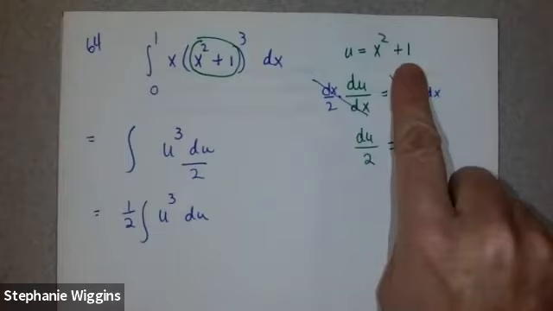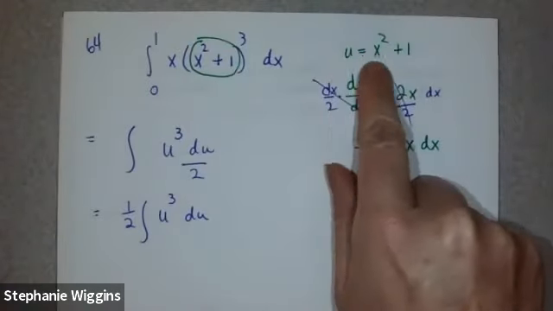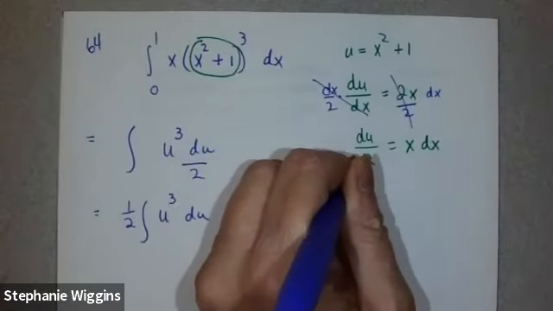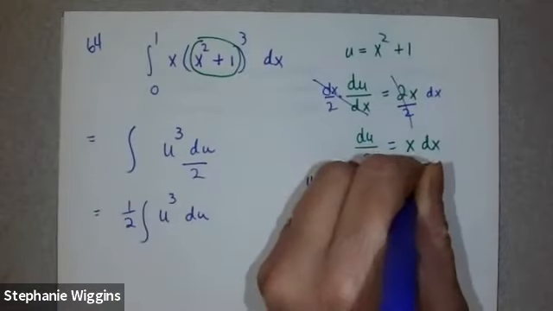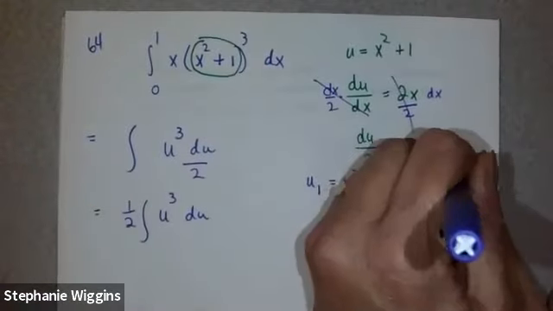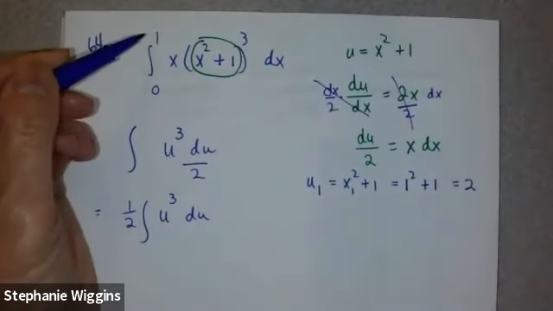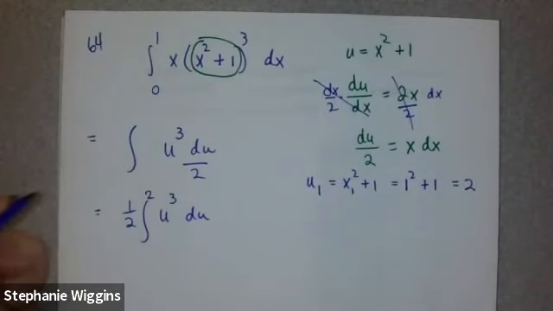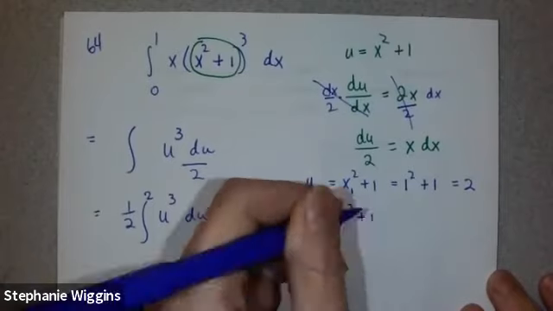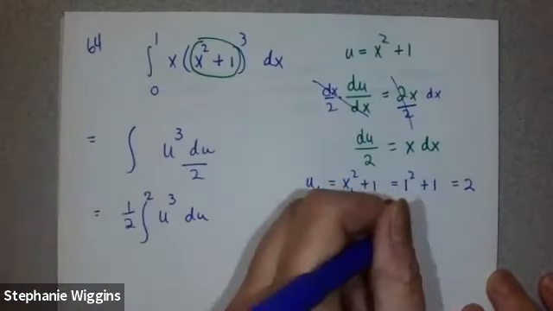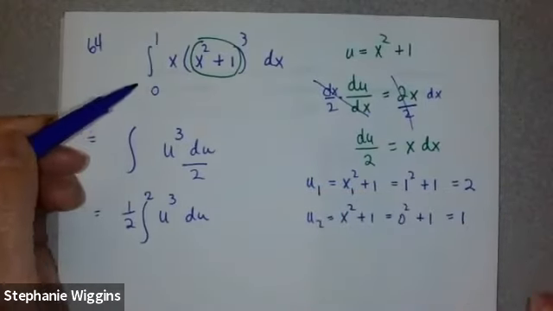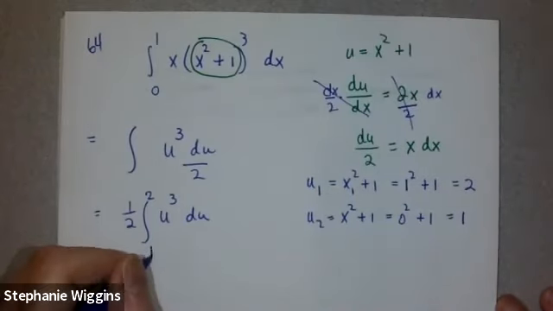Here's the way I convert them. I take my 1 and plug it into this equation. So u at x equals 1 is 1 squared plus 1, which is 2. So this 1 as an x becomes a 2 as a u. Then u at x equals 0 is 0 squared plus 1, which equals 1. So this 0 as an x becomes a 1 as a u.